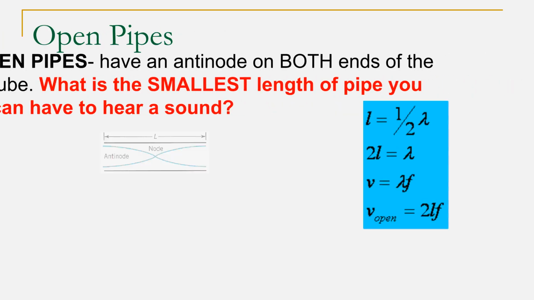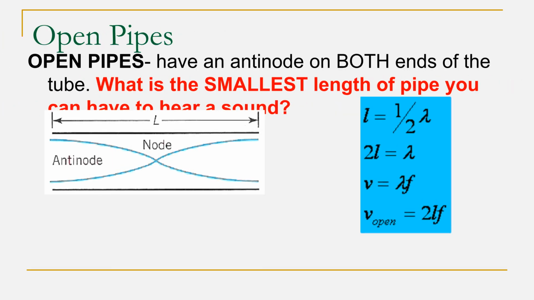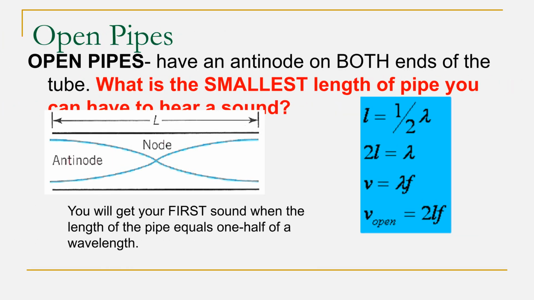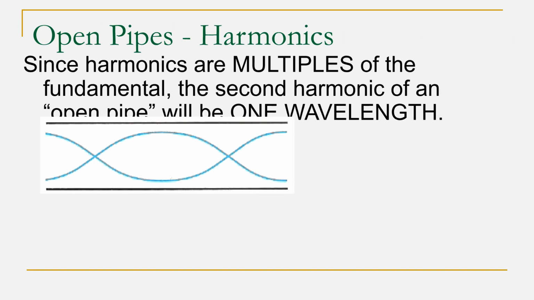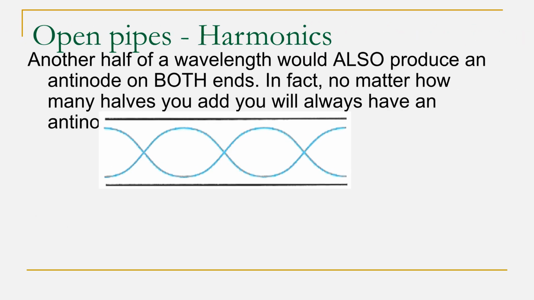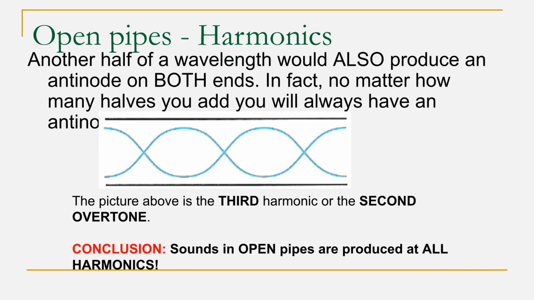Open pipes have an antinode on both ends. The smallest length to hear a sound is when the pipe length equals half of a wavelength. Since harmonics are multiples of the fundamental, the second harmonic of an open pipe will be one full wavelength. This is also called the first overtone. Adding another half wavelength still produces an antinode on both ends. Therefore, sounds in open pipes are produced at all harmonics.